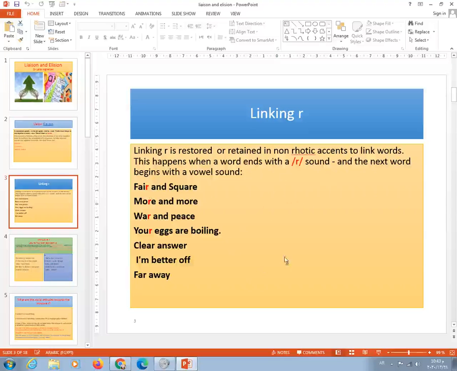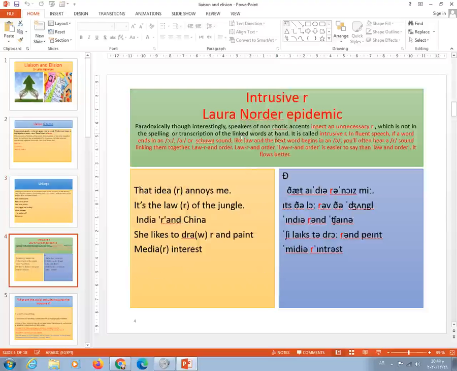Okay, so what is this? It's the first kind of liaison, linking R. Second is intrusive R. Look at the word itself. Intrusive. You intrude something. You put something, insert something.